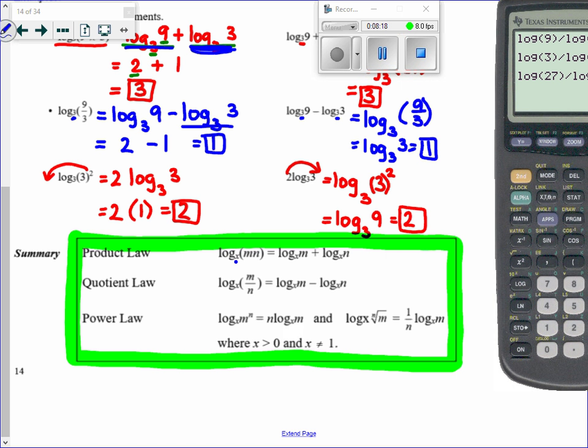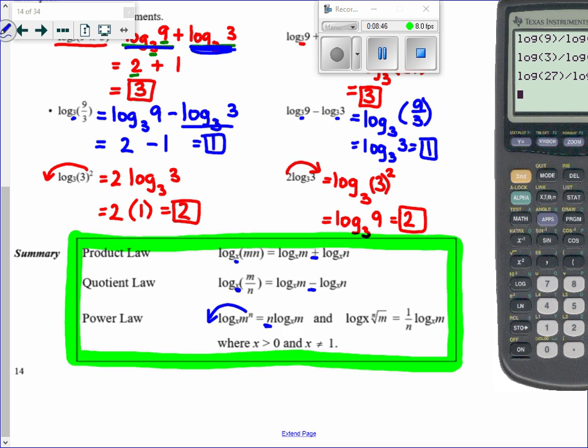So when you are multiplying 2 numbers and they are to the same base, then you just rewrite it, expand it as the sum of those 2 logs in the same base. When you are dividing 2 numbers in the same base, then it's the same thing as subtracting their logs. And when you have a power on a base, you bring that power down in front and multiply it in front of that log.